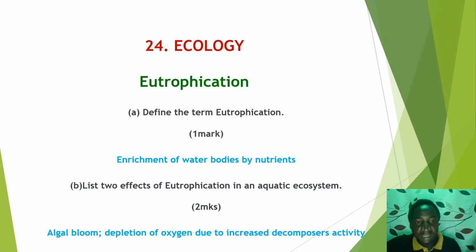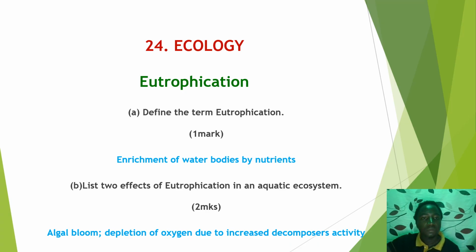From ecology, and basically eutrophication. It is the enrichment of water body by nutrients. So we will find that nowadays the water bodies have been deposited with so many decaying or decomposing matter, which increases the nutrients level in the water. That is eutrophication. The effect of eutrophication in aquatic ecosystem, it leads to algal bloom. So we have too much of algae, and then we have depletion of oxygen due to increased decomposer activities.